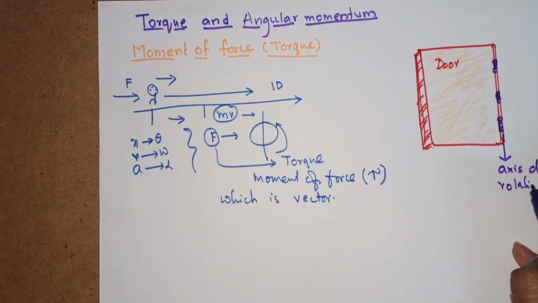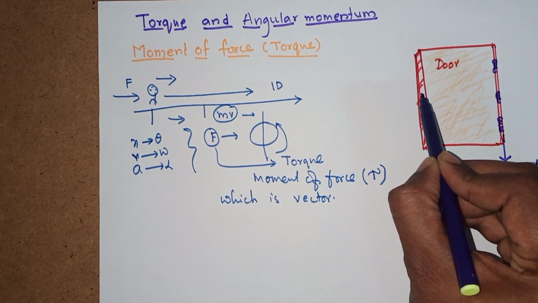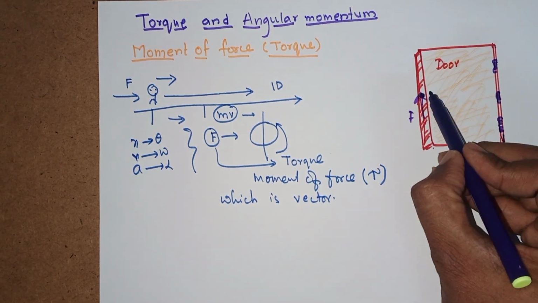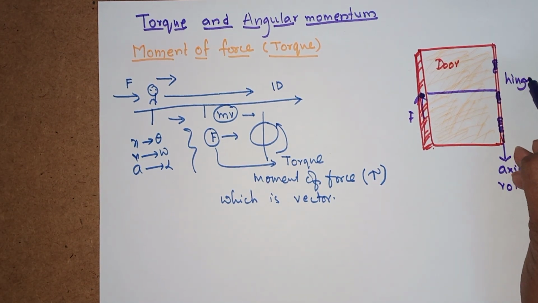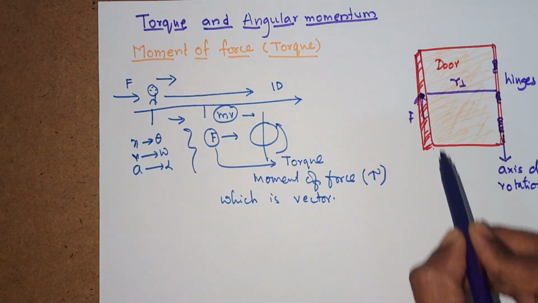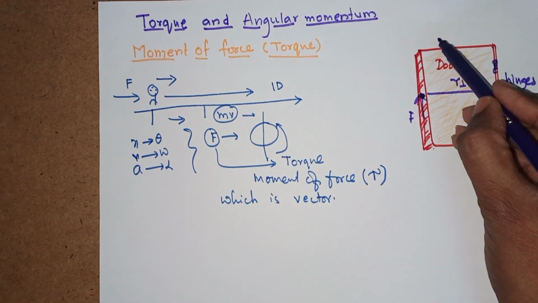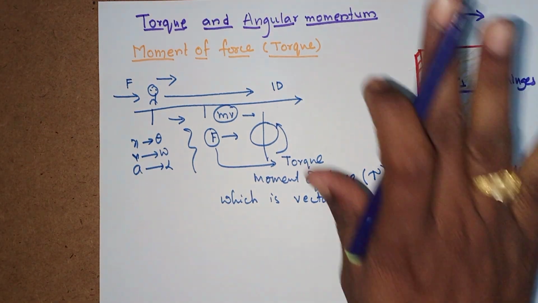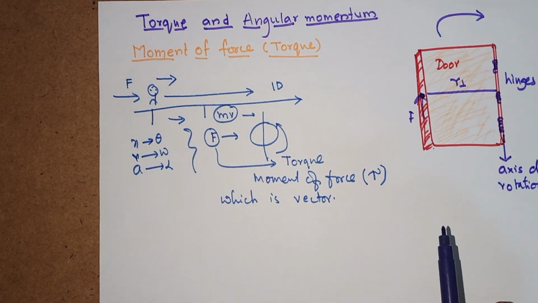Suppose you apply the force over here, in this direction. The distance from the axis, the hinges, is called the perpendicular distance. You apply the force here, then the door can be easily rotated about the hinge axis, in either the clockwise or anticlockwise direction. When you want to close the door, this is the force applied. When you want to open the door, this is the force applied.